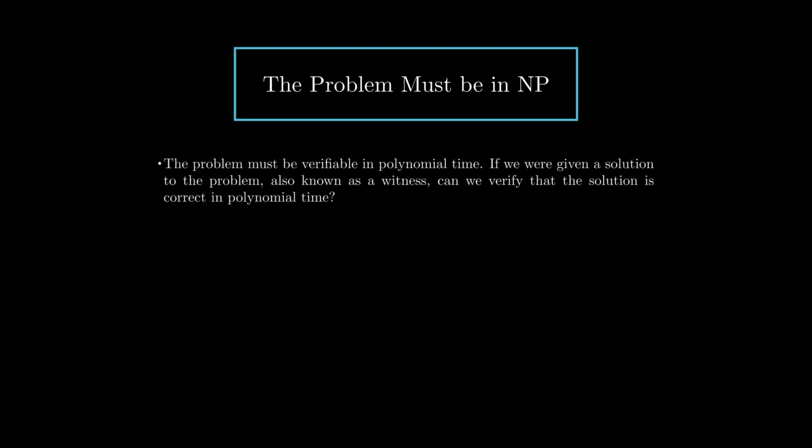First, for a problem to be NP-complete, the problem must be in NP. That is, the problem must be verifiable in polynomial time. If we were given a witness to our problem, could we verify that witness is a valid solution to our problem in polynomial time?